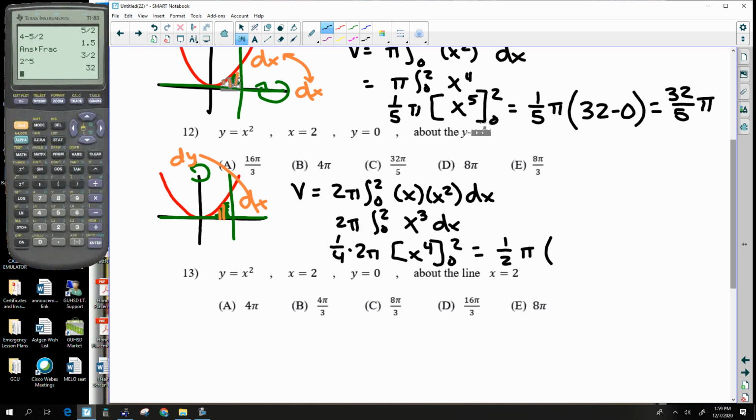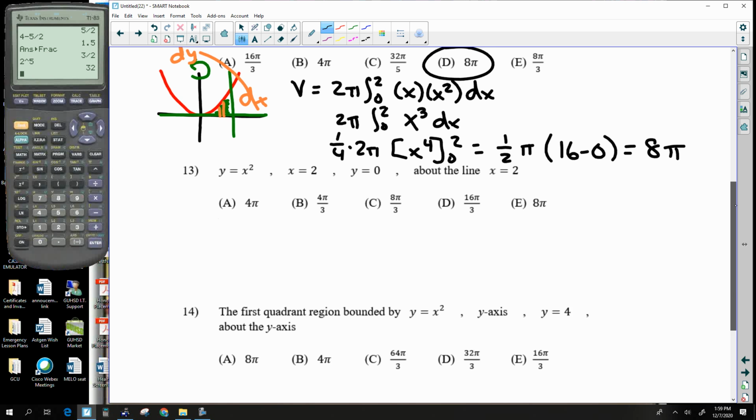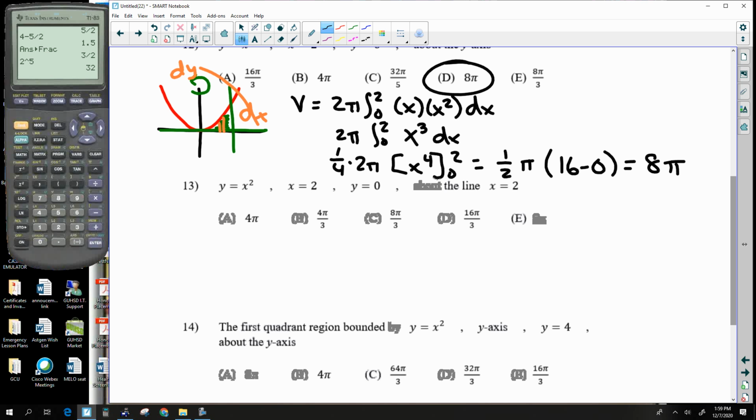Pi of 16 minus 0. At least you're consistent. There we go. So we have an x squared. X is equal to 2, y is equal to 0, about the line x is 2.